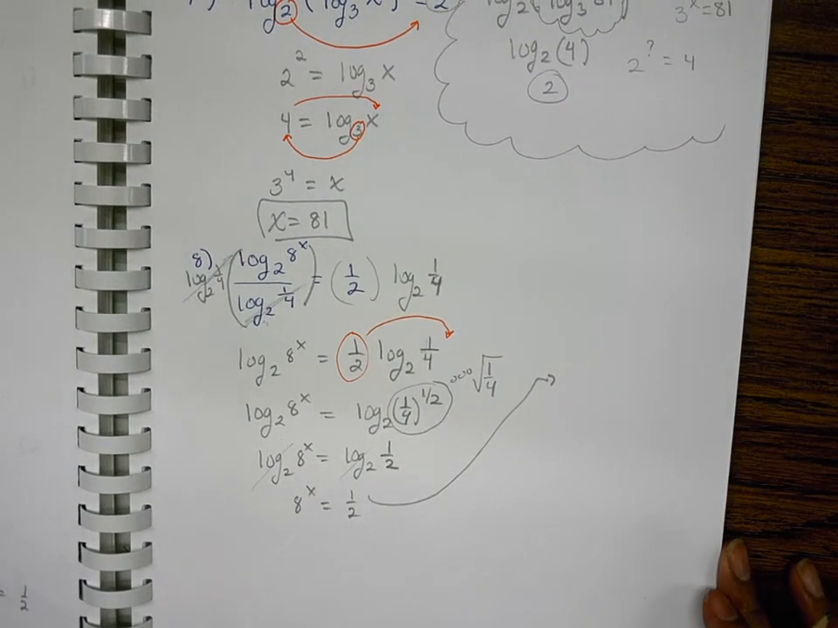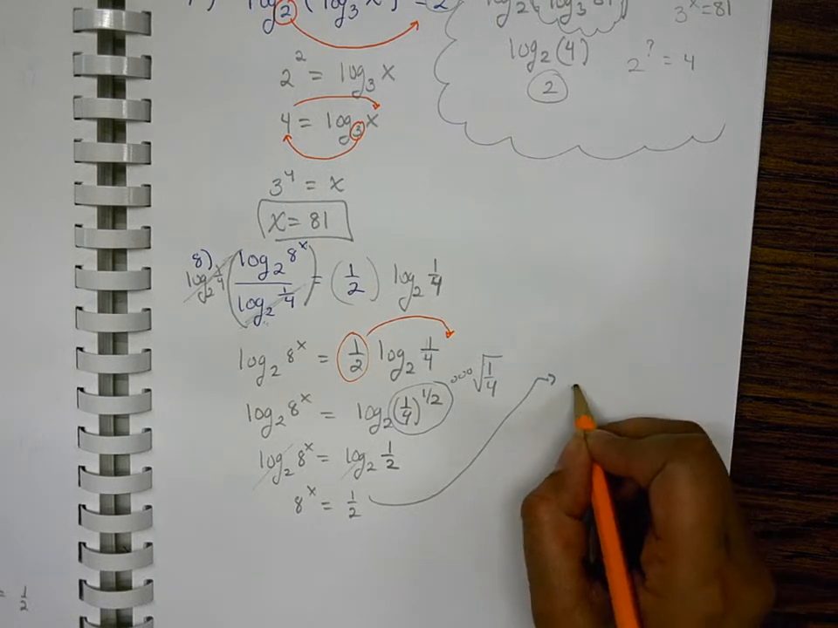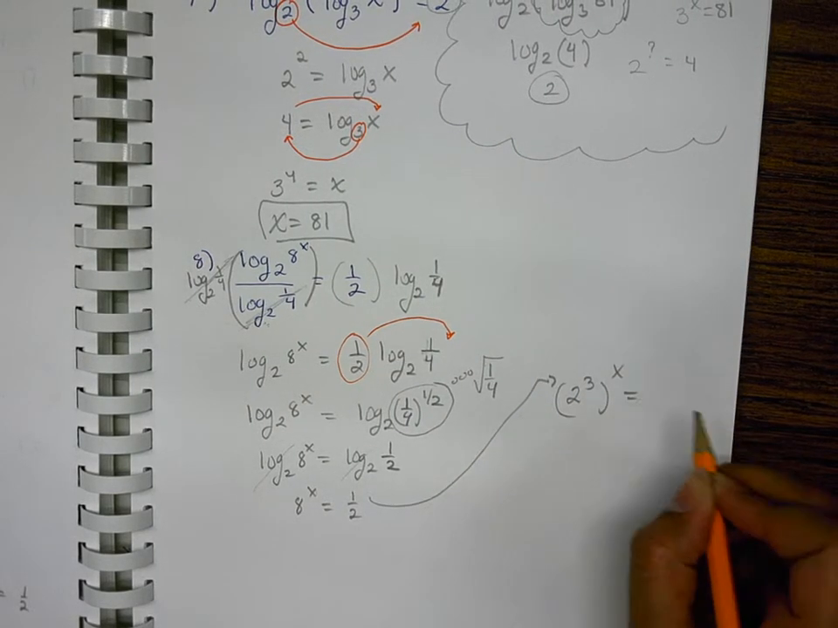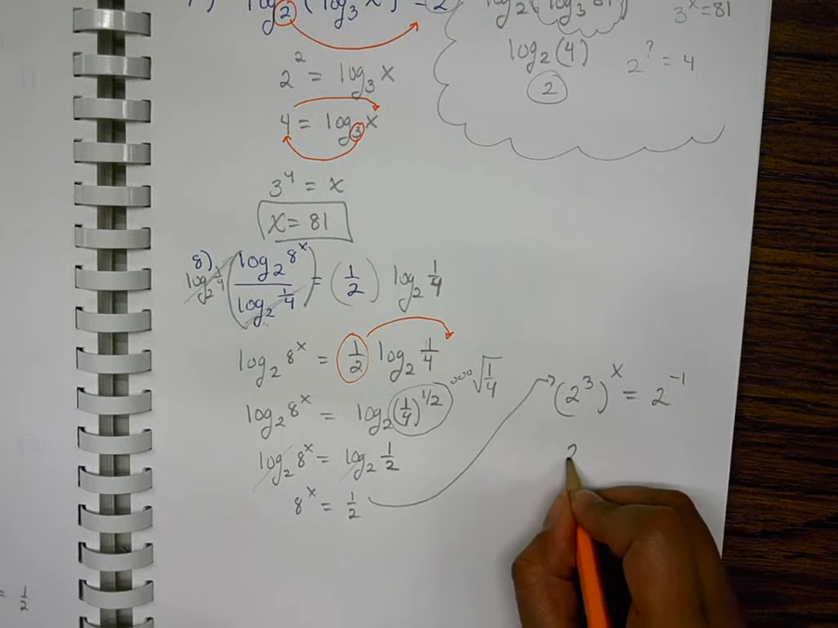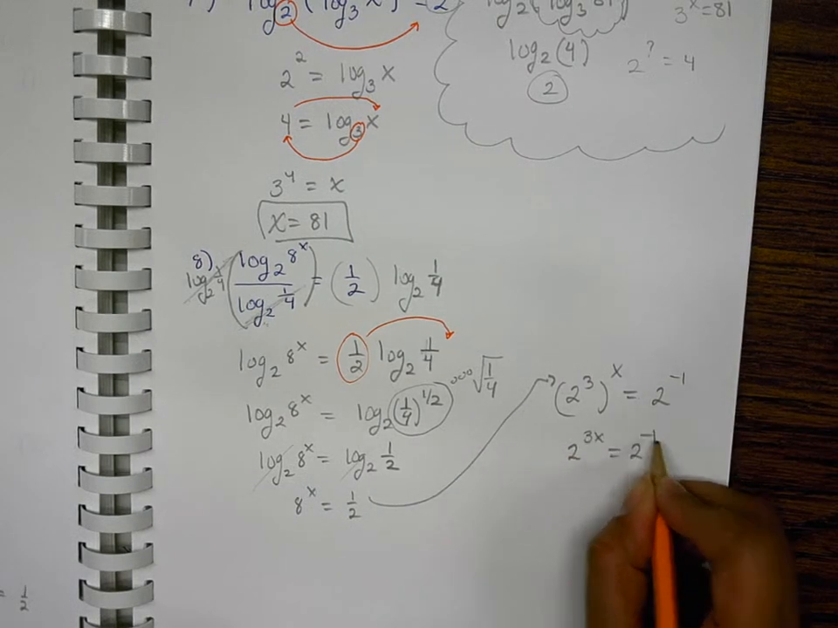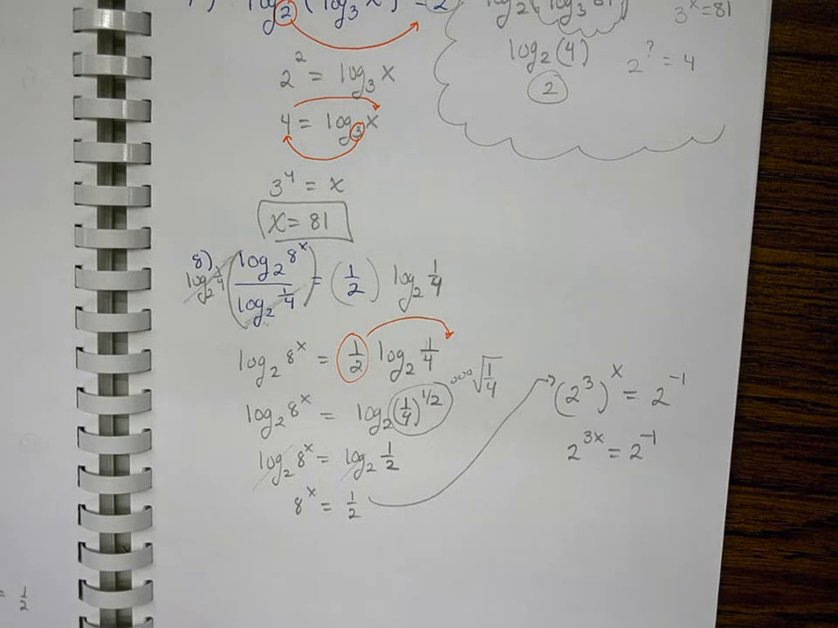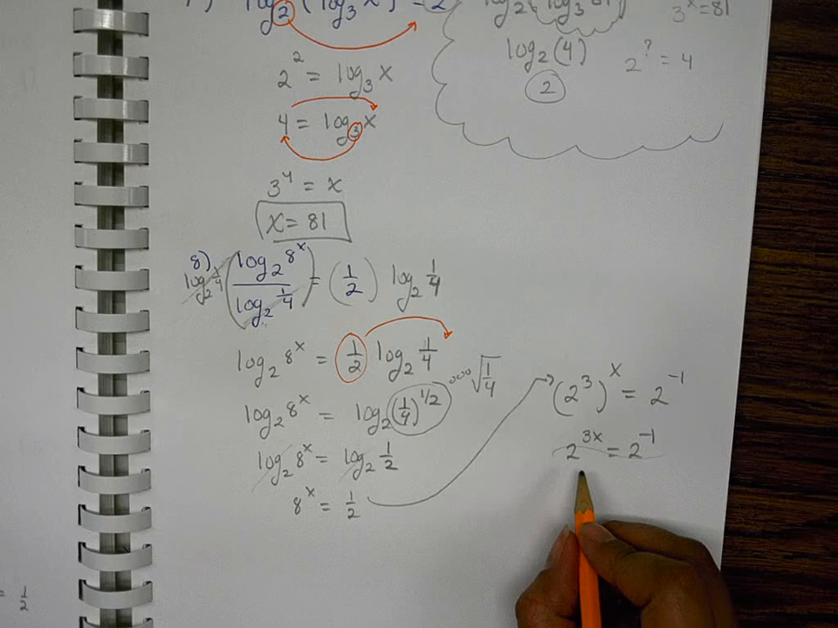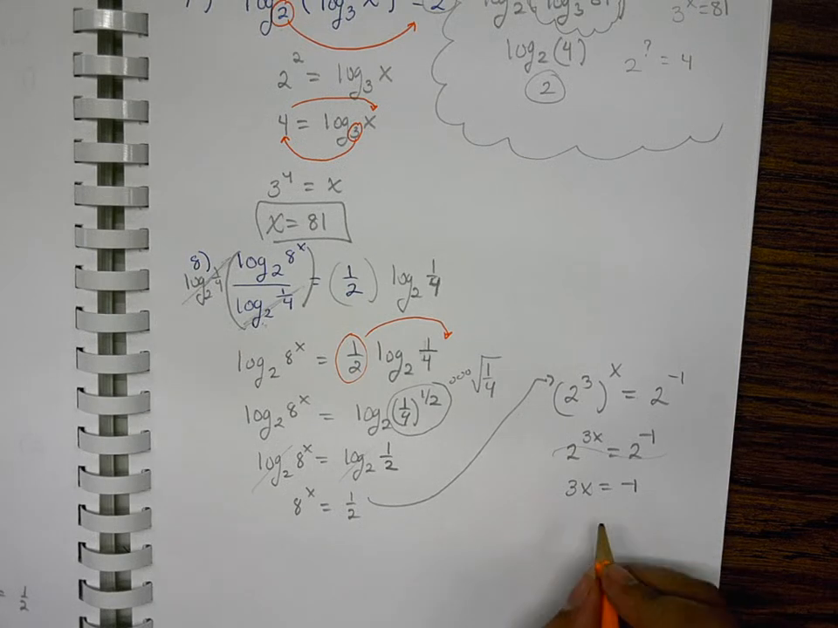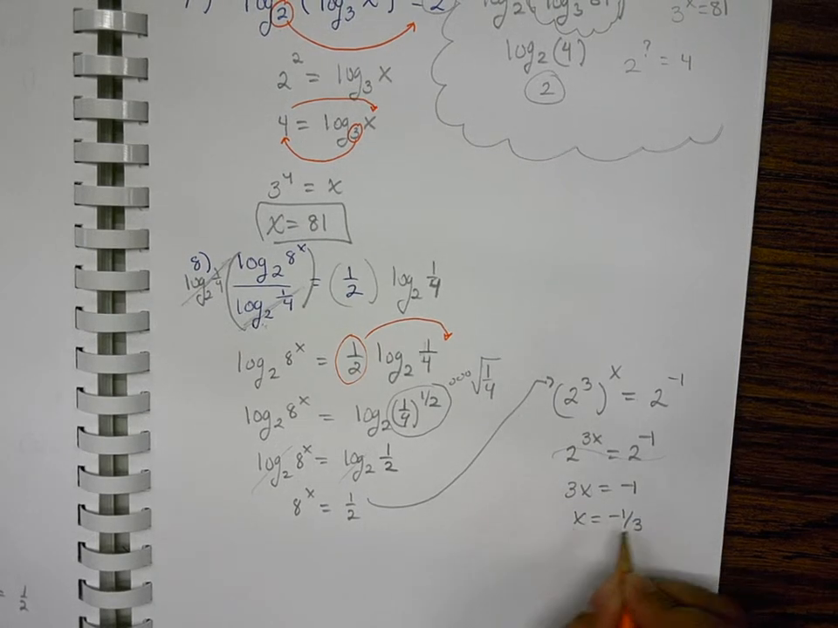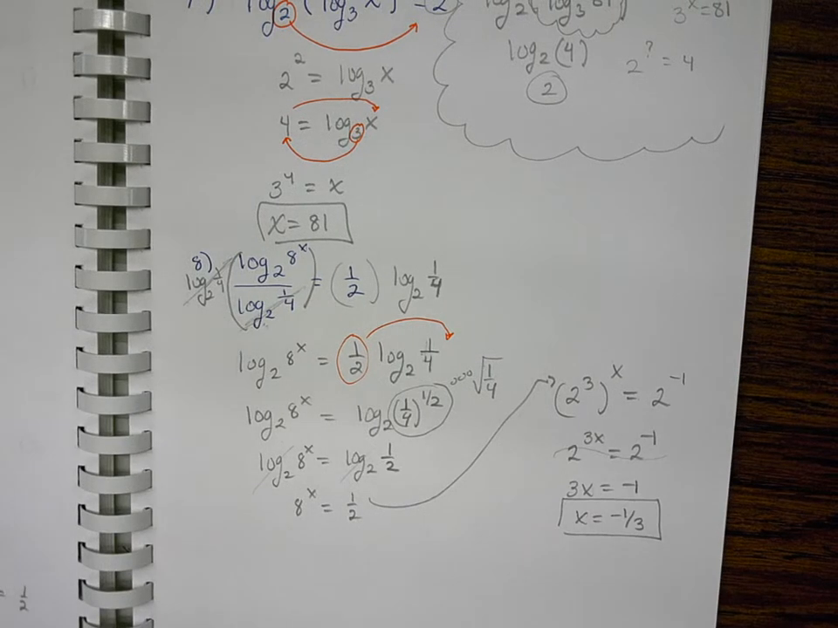And this is what we did like first day, I think it was Friday of last week. We get them to the same base. 8 is 2 to the 3rd raised to the x. And 1/2 is 2 to what power? Good. 2 to the negative first. So 2 to the 3x equals 2 to the negative 1. And once you get them down to the same base and exactly one base on each side, you can drop them and the exponents are equal. So you divide and x equals negative 1/3.